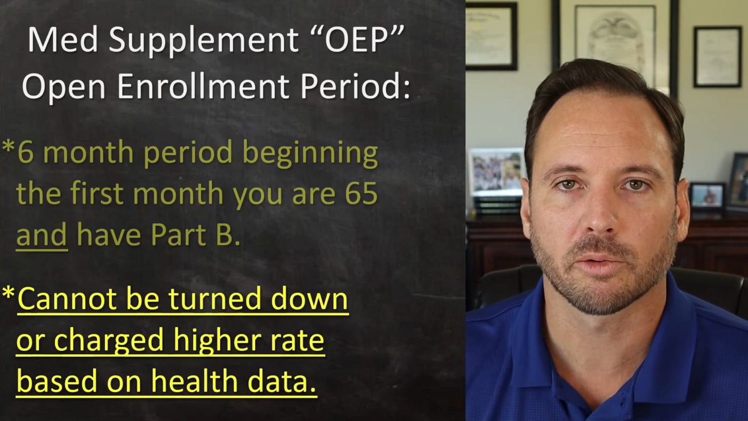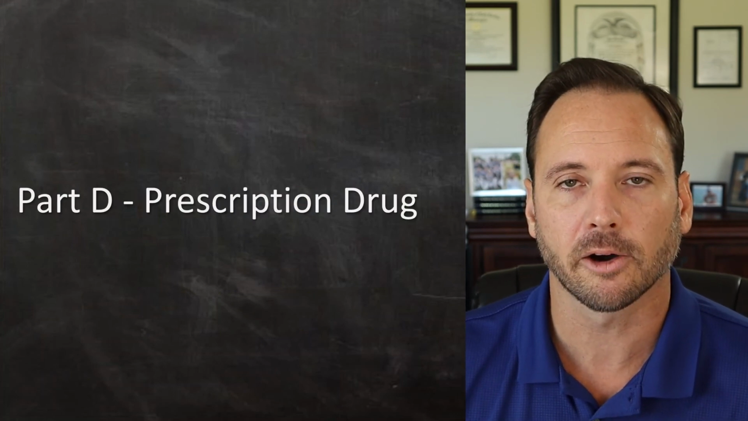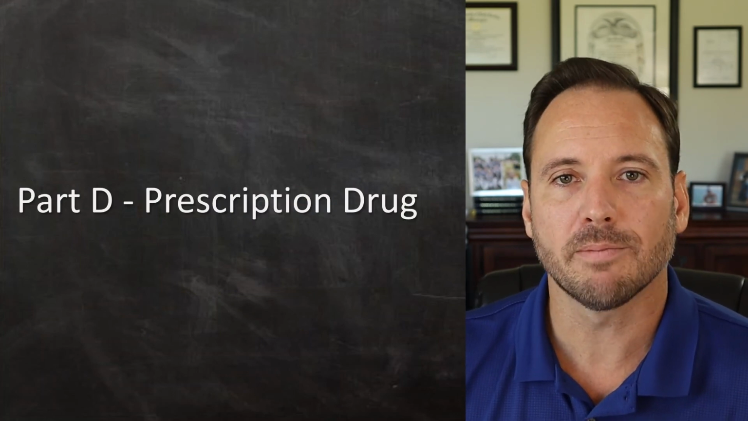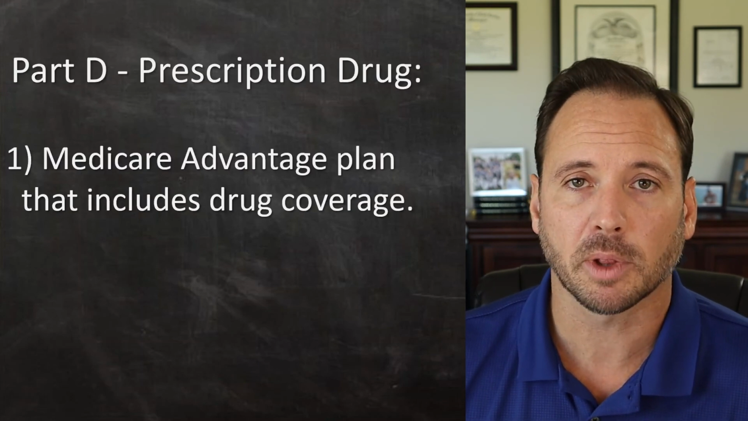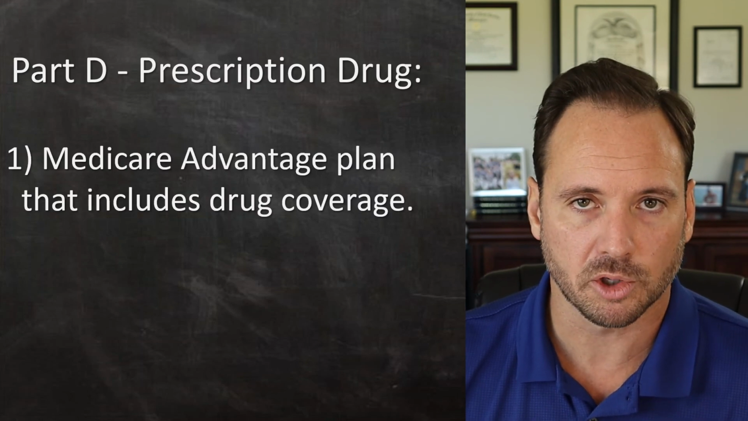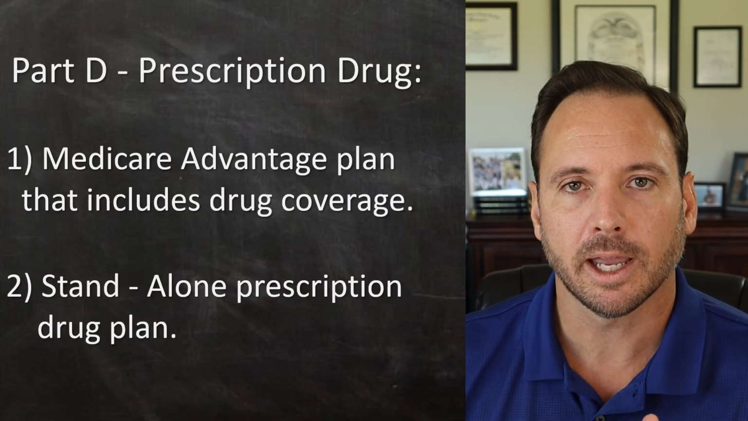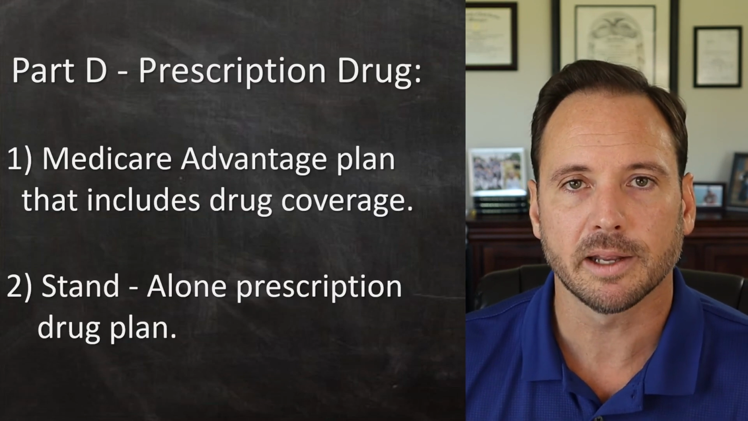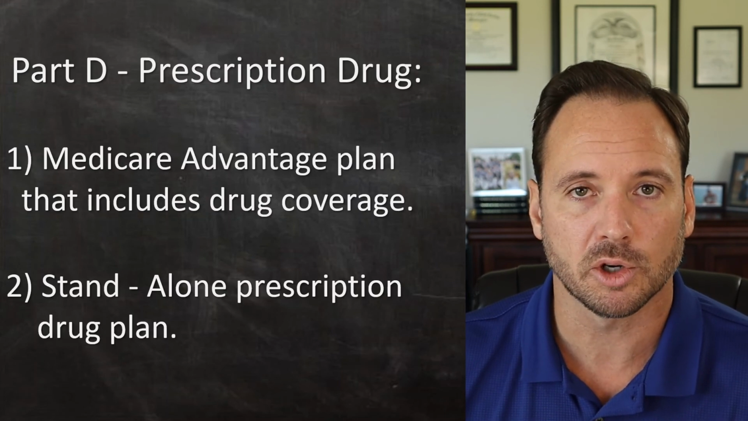The last thing that we'll go through is coverage for your prescription drug. Now, this is Part D of Medicare. Now, there are two ways that you can buy prescription drug coverage. Option one, if you buy a Medicare Advantage plan, it will almost always roll in coverage for your prescription drugs. Option two, if you keep original Medicare and buy a Medicare Supplement plan, then you will need to buy a separate, smaller, standalone prescription drug plan.